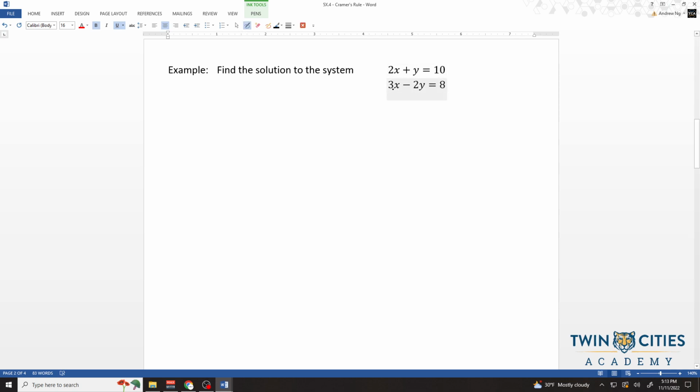So A's here are going to be 2 and 3. So I've got A1 equals 2, A2 equals 3. All right, B's are my coefficients on y. So this is technically a 1 here, so B1 equals 1, B2 equals negative 2. And my C's, this is going to be 10 and 8. So C1 equals 10, C2 equals 8. Then let's find D.